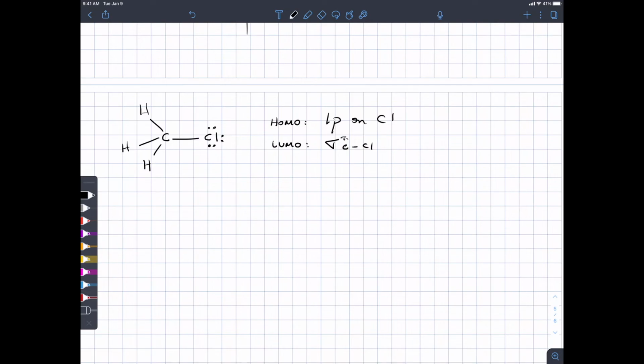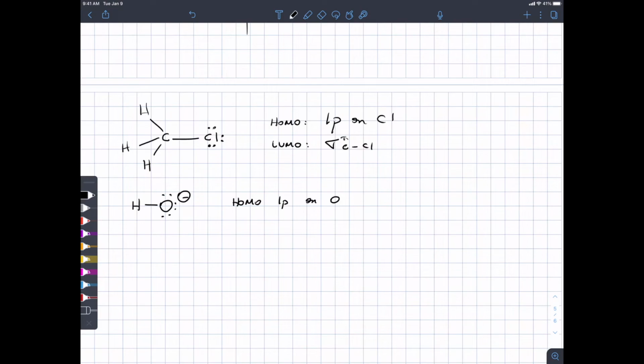Now let's use hydroxide. This is boring, but it's negatively charged. We could talk about the LUMO. There's only one option, the oxygen-hydrogen sigma star, but we don't actually care. We can tell this molecule is going to be a Lewis base because it has a negative charge on the oxygen. The HOMO is the lone pair electrons on oxygen.